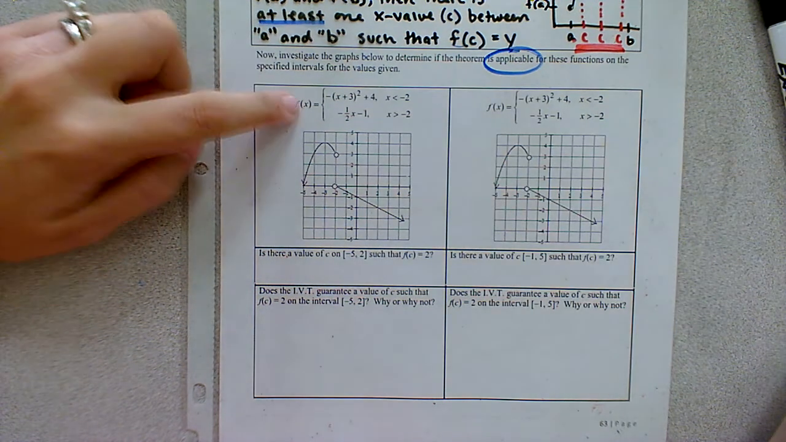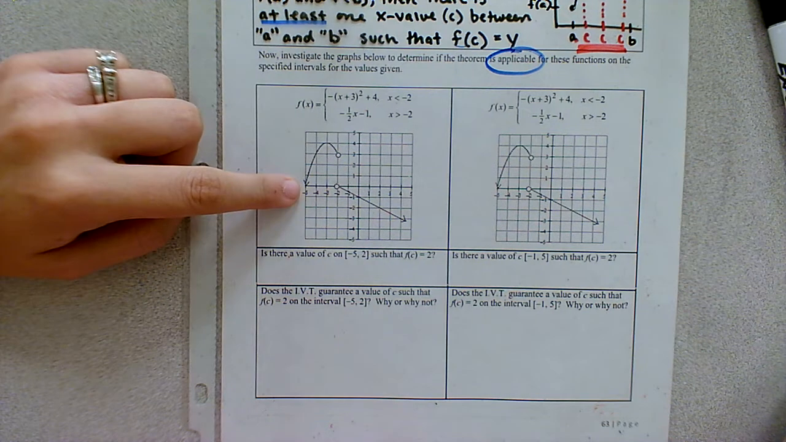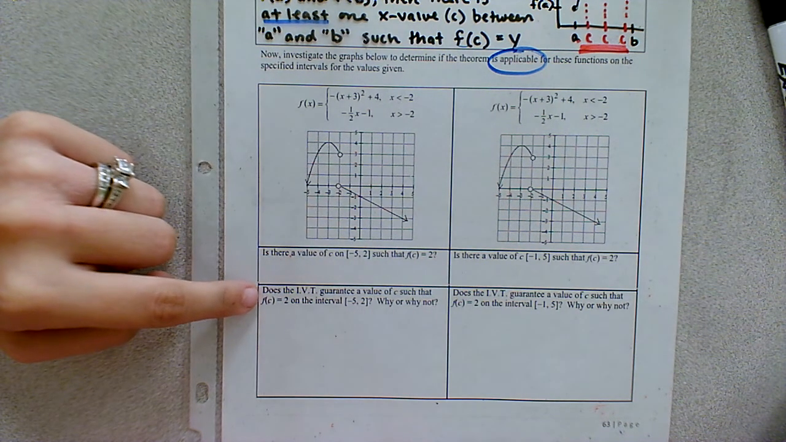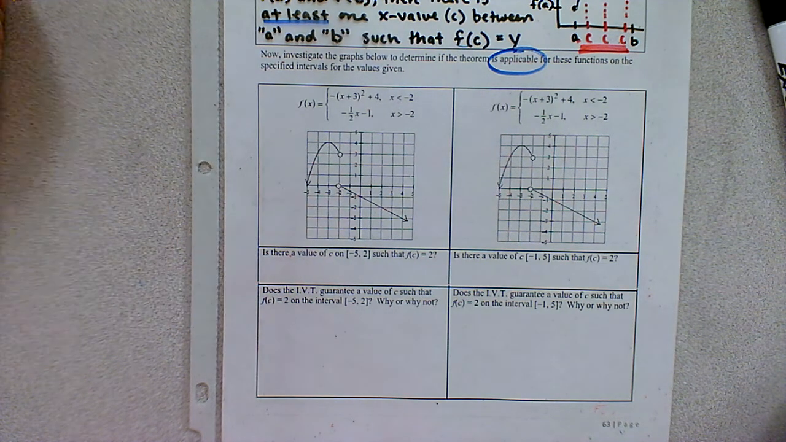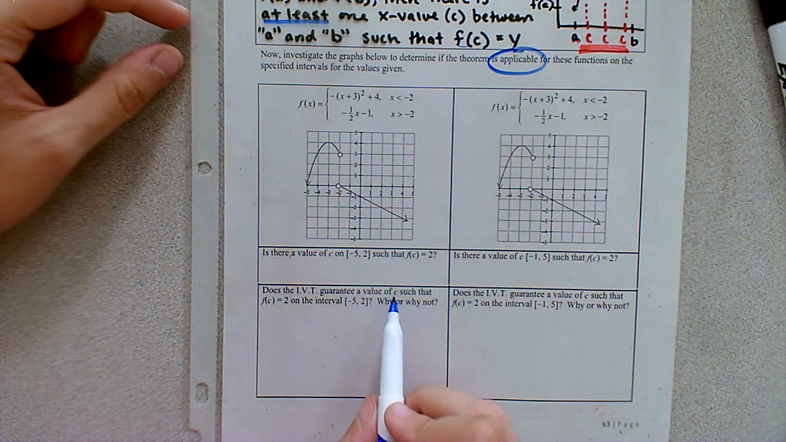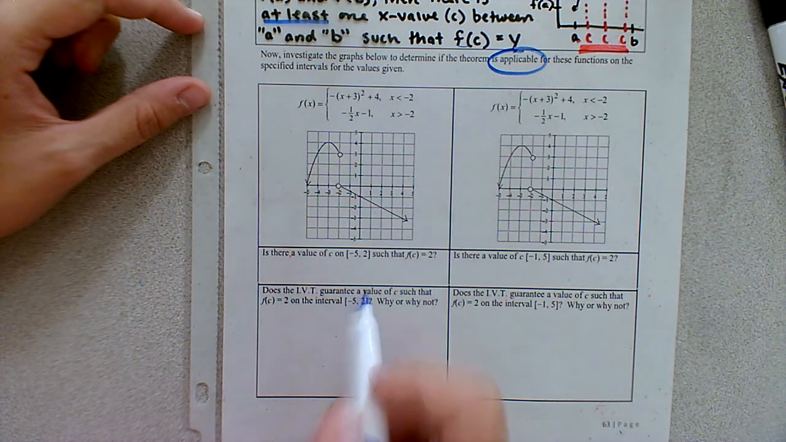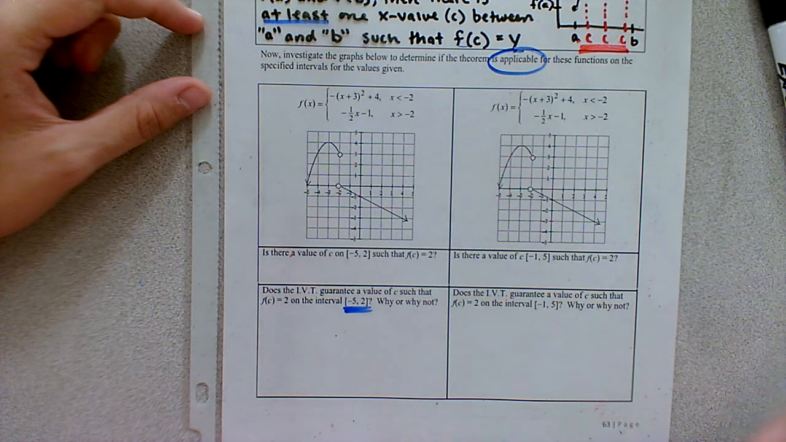So this is a piecewise function, and we have the graph given to us, which is always nice. We're going to go ahead and take a look at the bottom one first. Does the IVT, intermediate value theorem, guarantee a value for c such that if we were to plug that in, we would get 2? And they're specifically asking us about the interval from -5 to 2.